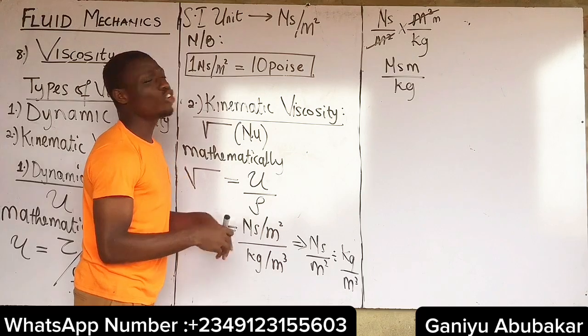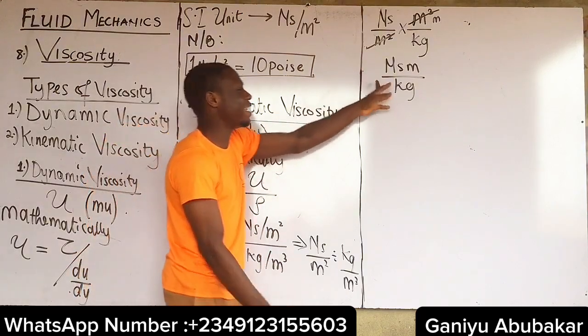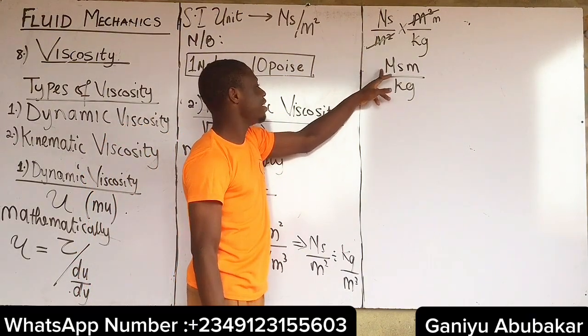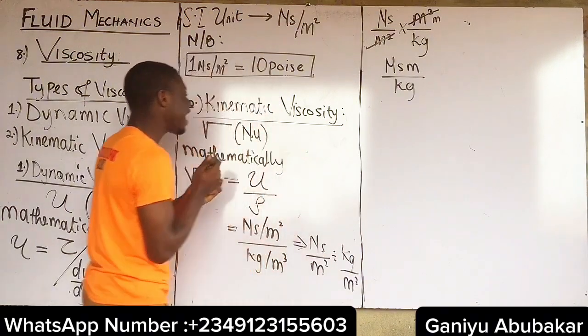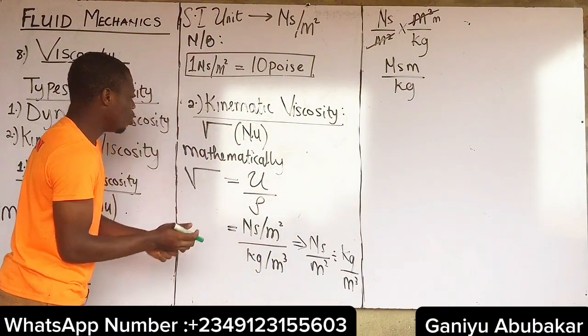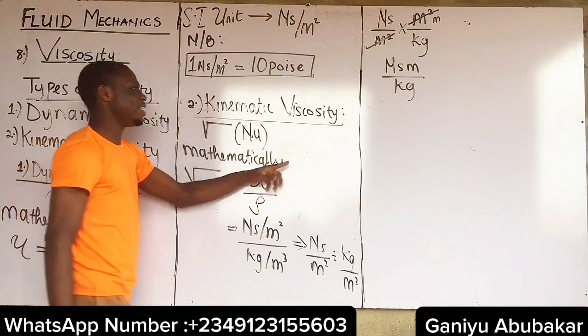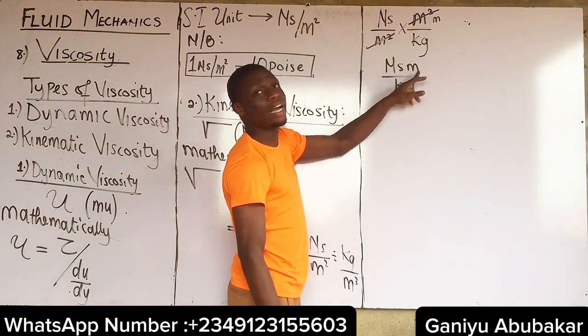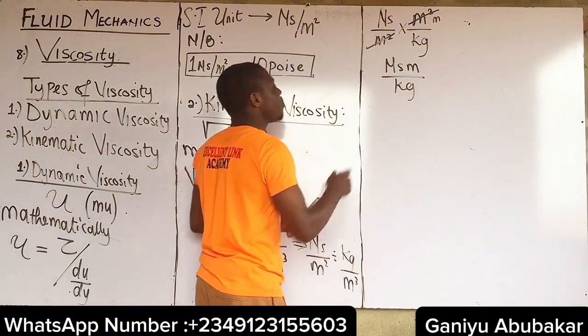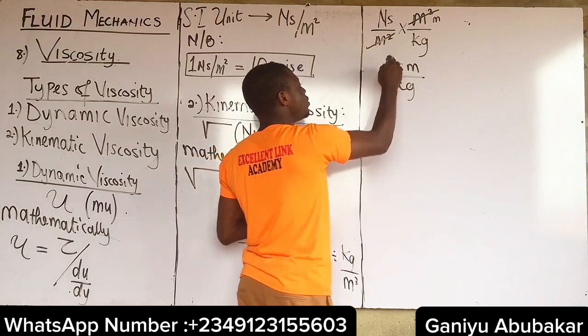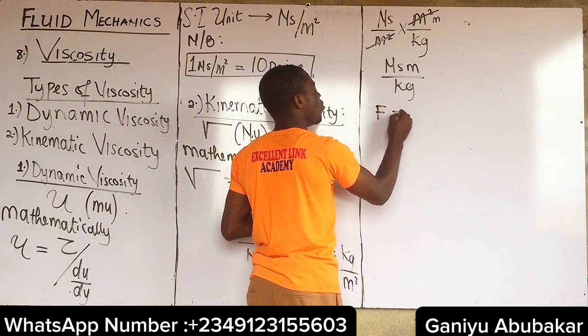So it does not make sense to leave my SI unit like this. I'm having Newton kilogram. It does not make sense. So the idea is that I cannot say that the SI unit for kinematic viscosity is Newton seconds meter per kilogram. That is wrong. So what's the idea? I'm saying Newton. Newton represents force in what?